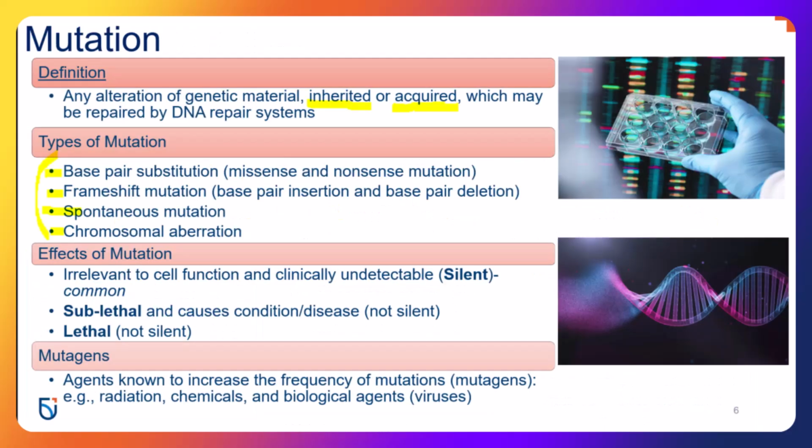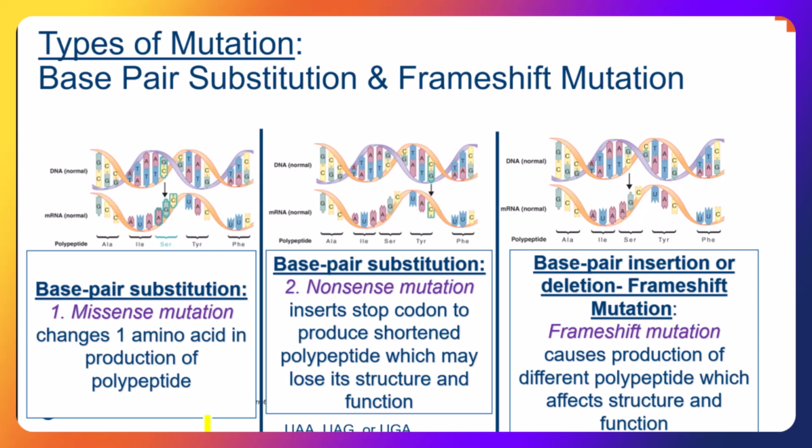So what we're going to do first is look at base pair substitutions, missense and nonsense mutations, and also frame shift mutations on this slide. And what I've done is this is a removable text box, but you can see that first we're going to look at missense mutations, then we're going to look at nonsense mutations, and then we'll look at frame shift mutations.